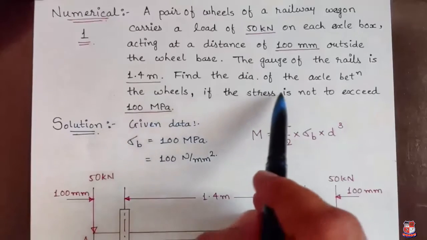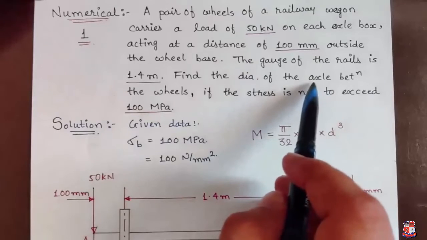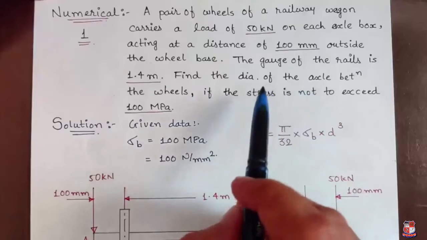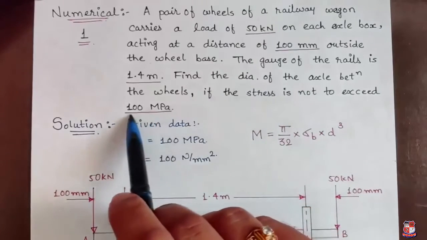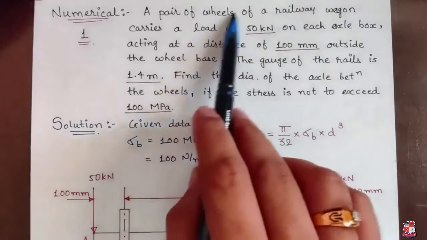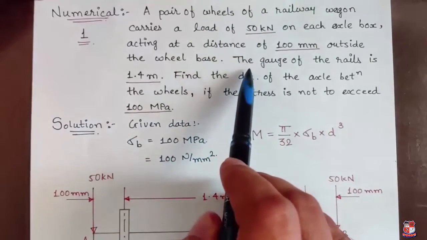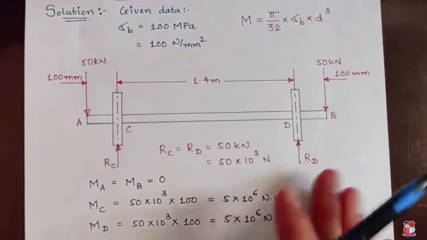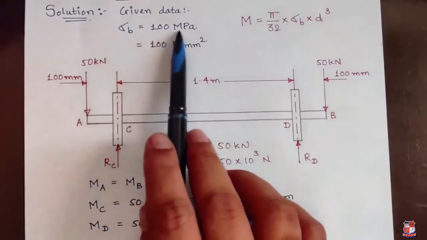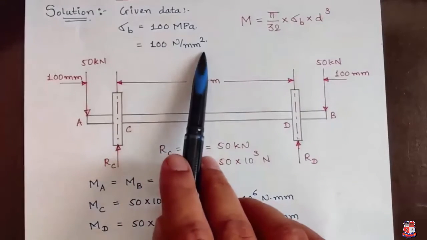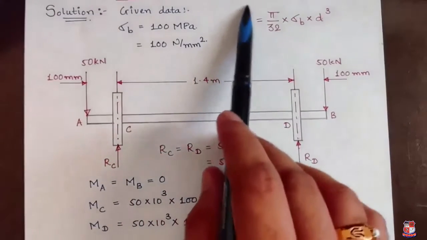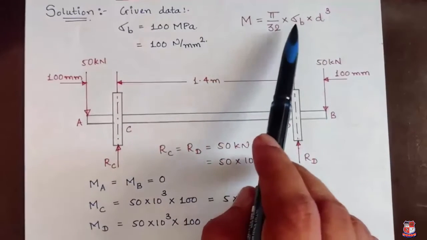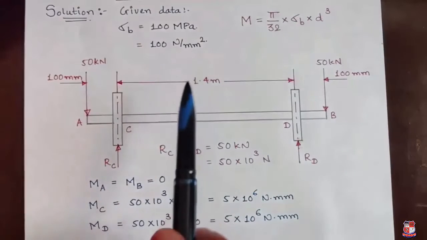Now here axle is given, it means it will not be subjected to any kind of torque. So only bending stresses will be generated. So sigma b is given. Now from this data, first let us understand by drawing a simple figure. Here sigma b is given as 100 megapascal, that is 100 Newton per mm square, and obviously it is a solid shaft, so we will use this equation: capital M is equal to pi by 32 into sigma b into d cube.